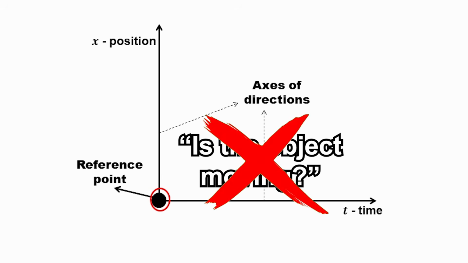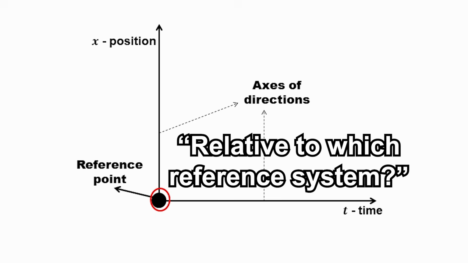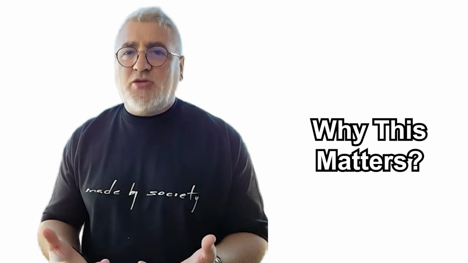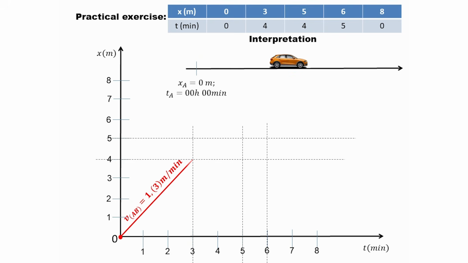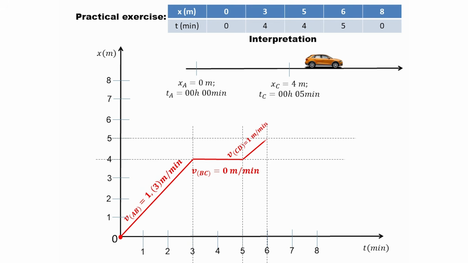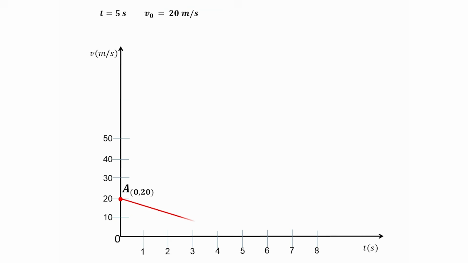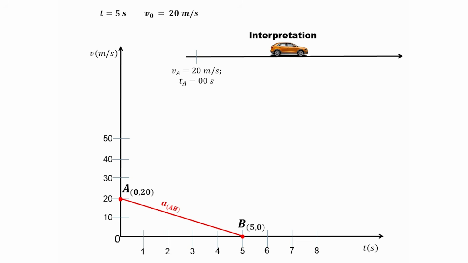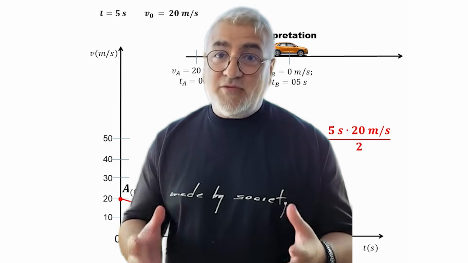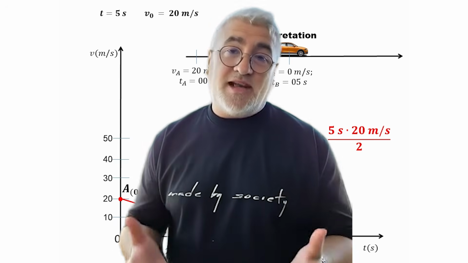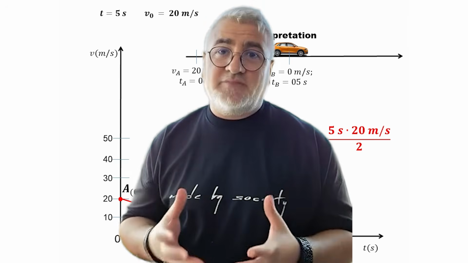Physics does not ask, is the object moving? Physics asks, relative to which reference system? Every law of motion depends on the reference system. Speed, acceleration, trajectory. All of them change when the reference system changes. Understanding reference systems is the foundation of all mechanics. If this concept is unclear, everything that follows will feel confusing. If this concept is clear, physics becomes logical and predictable.